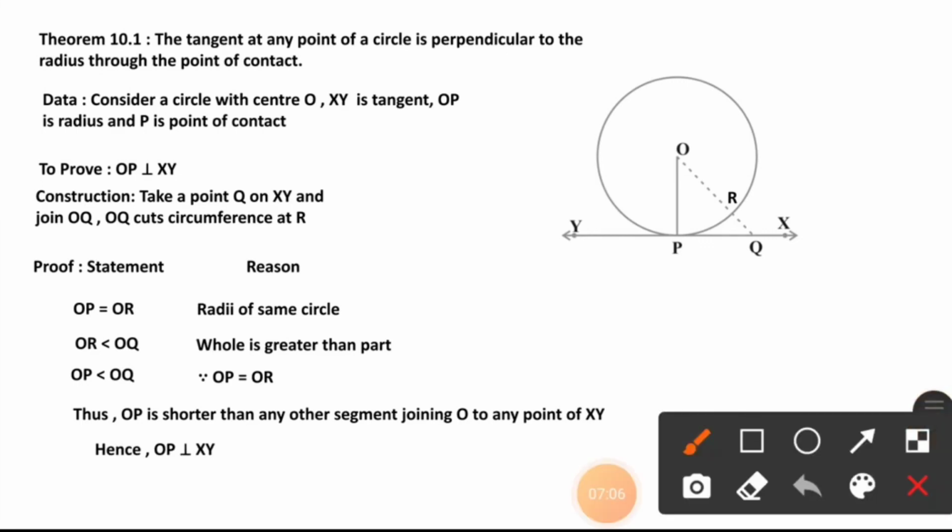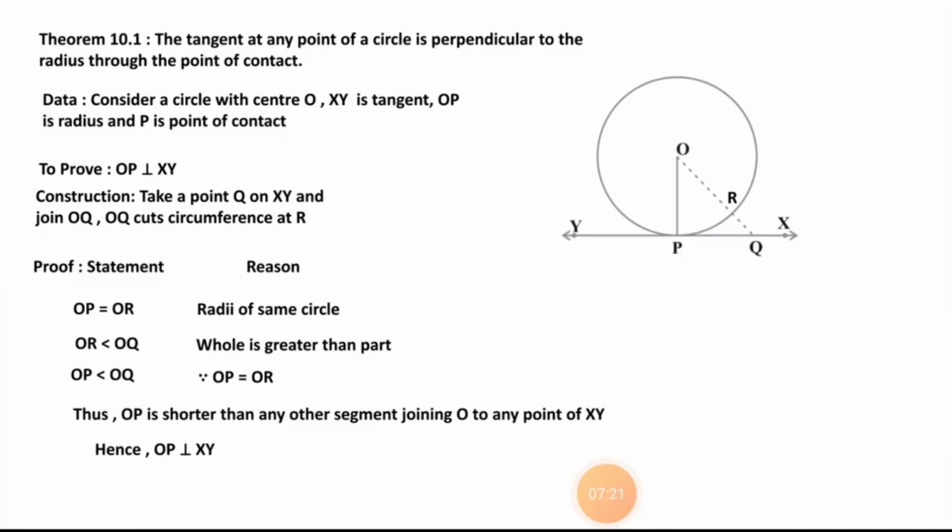So by this we have proved that this OP, which is the distance from the point O to the point of contact P, is the shortest distance. Since it is the shortest distance, we can say that OP is perpendicular to XY. So this was all about the theorem.